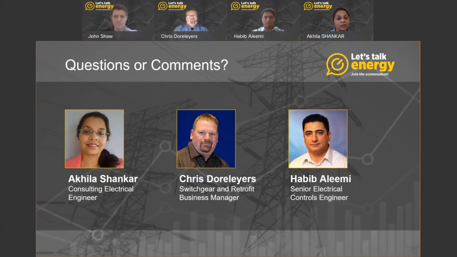Genset controllers, the standard EMCP 4.2, 4.3, have built-in functions for engine and generator protection, and that would be adequate if you're talking about standby application. But when you go in for prime power application, external multi-function relays for generator protection as well as utility protection, if you're paralleling with the utility, would be required.